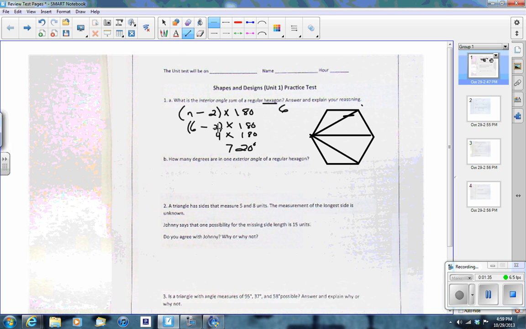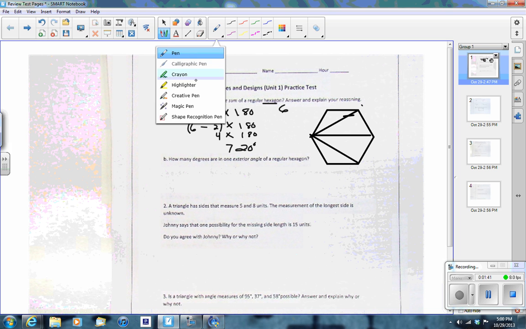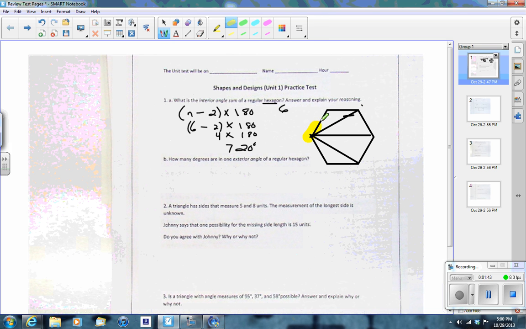The subtract 2, we also learned, comes from these two sides here that are not included in constructing these triangles. Anyhow, the most important part is simply that you know this formula and how it works.